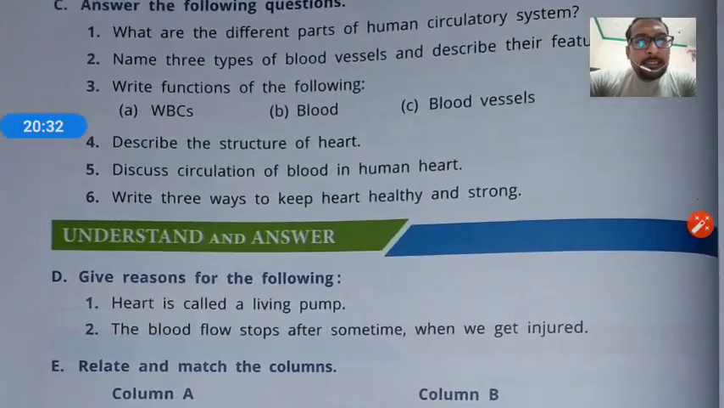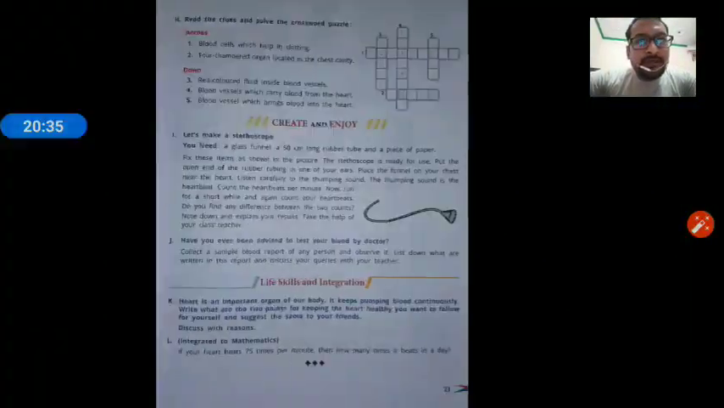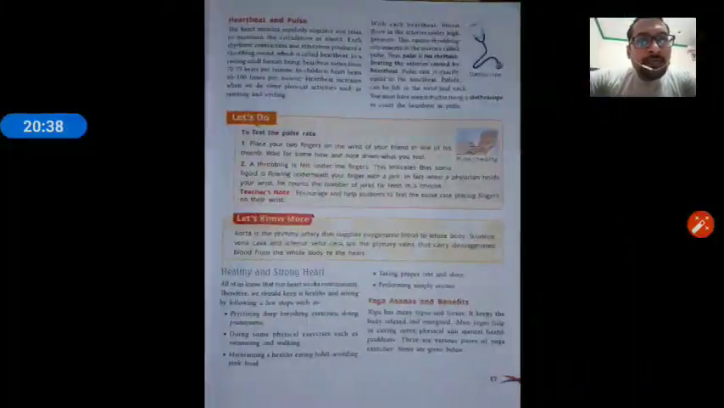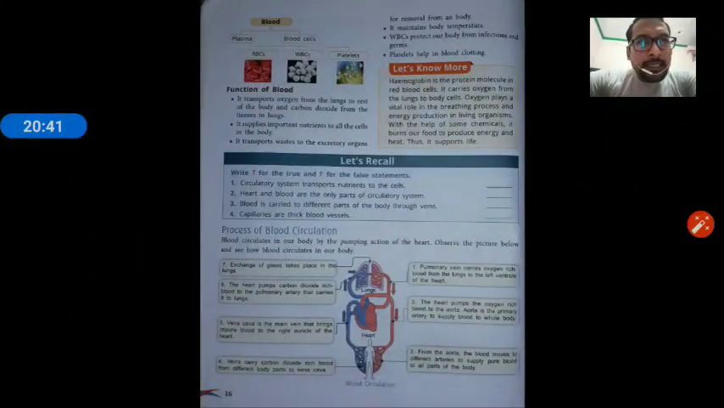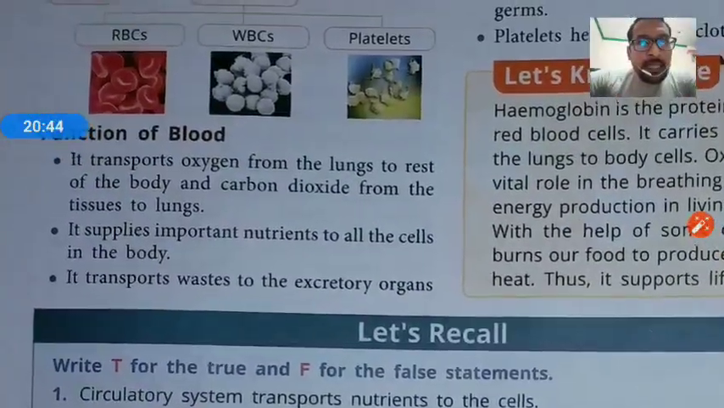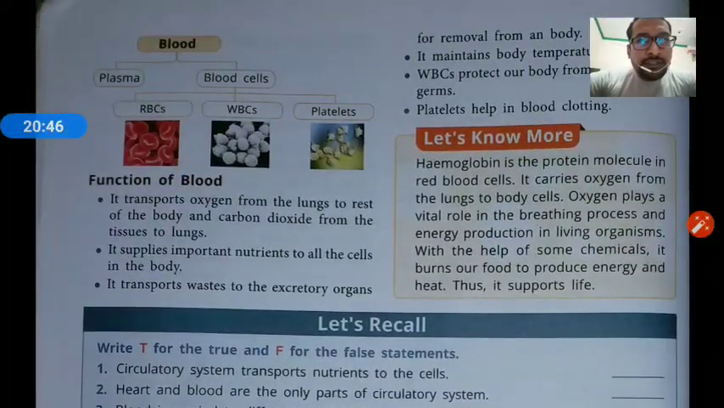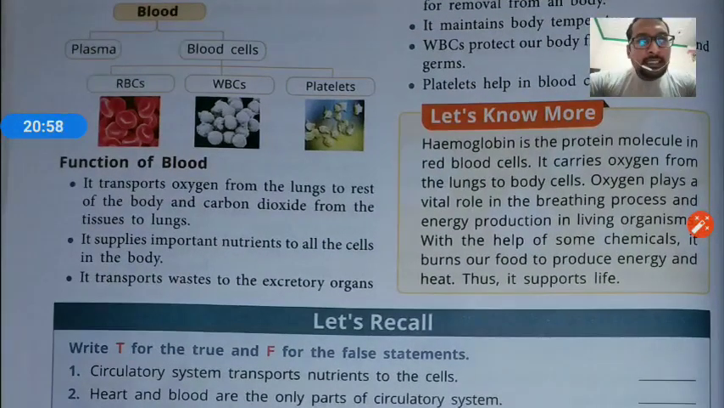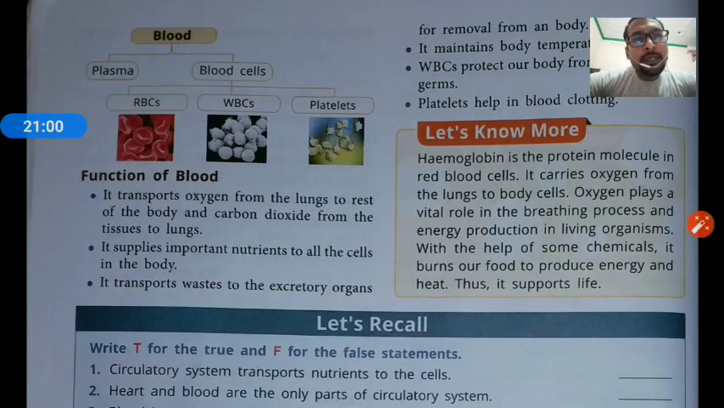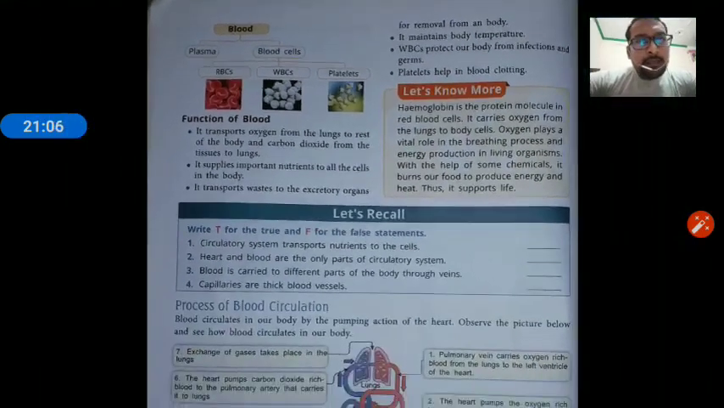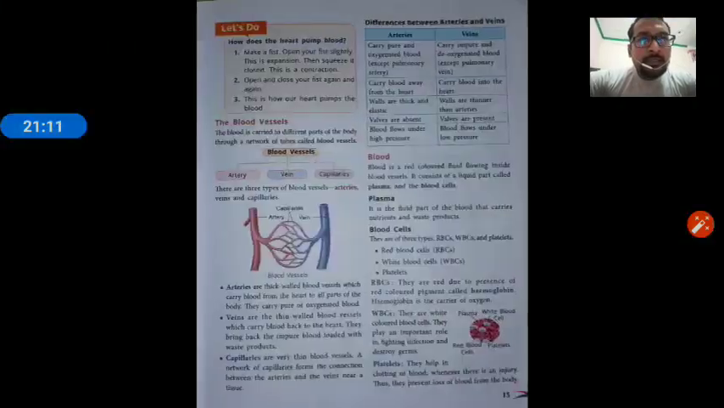Third B part, blood. So what is the function of blood? There are many functions. You can write, you can learn. There are a total of 6 functions of blood given. Out of these, 3 you can learn. At least 3 functions. I would be very happy if you learn all 6 functions given in the book. So this is the answer to number 3, B part.